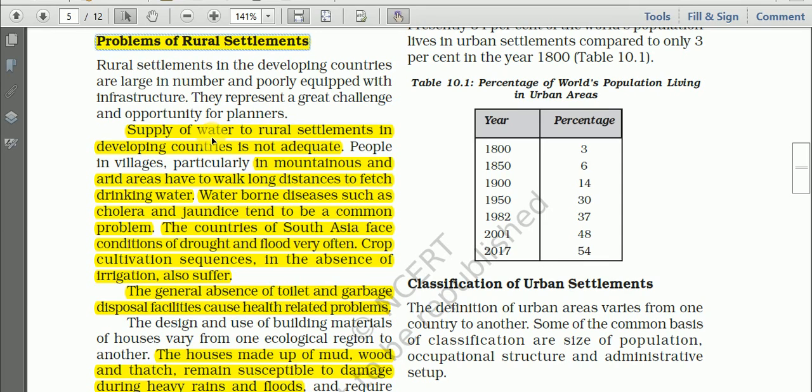So here the first important problem is given here. The supply of water to rural settlements in developing countries is not adequate. Okay, the first important problem of rural settlements in the world is that supply of water to rural settlements in developing countries is not adequate.